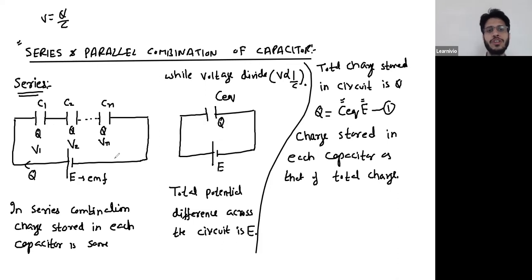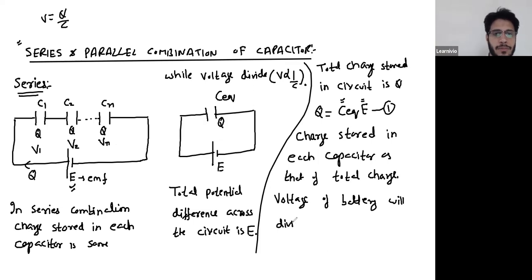What about voltage across each capacitor? Is it same or different? Voltage will divide. This voltage E will divide into N parts. The voltage of the battery will divide into N capacitors. Okay, just note it down.